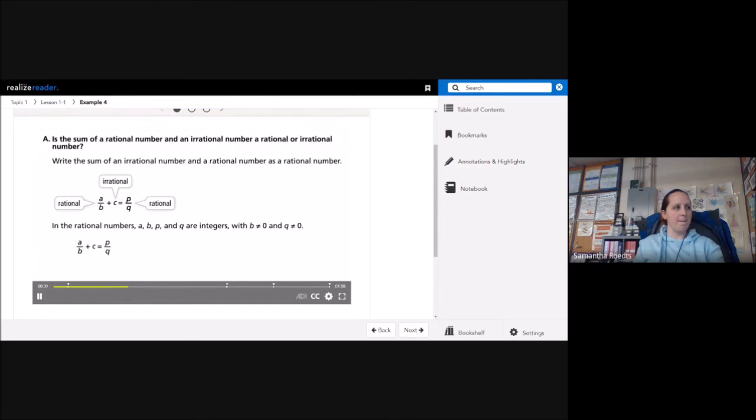Solve the equation for c. First, subtract a divided by b from both sides of the equation. The equation becomes c equals p divided by q minus a divided by b. Write the right side of the equation with a common denominator. The equation becomes c equals p times b minus a times q divided by b times q. In the equation, the numerator is an integer because it is a combination of integers by multiplication and subtraction. So p times b minus a times q is an integer, and b times q is an integer not equal to 0.